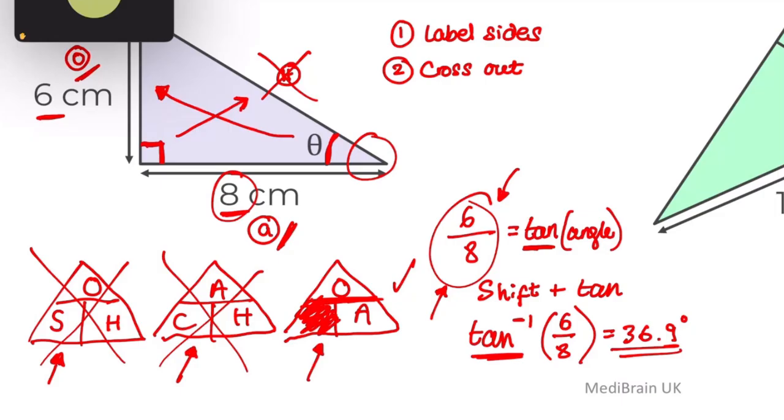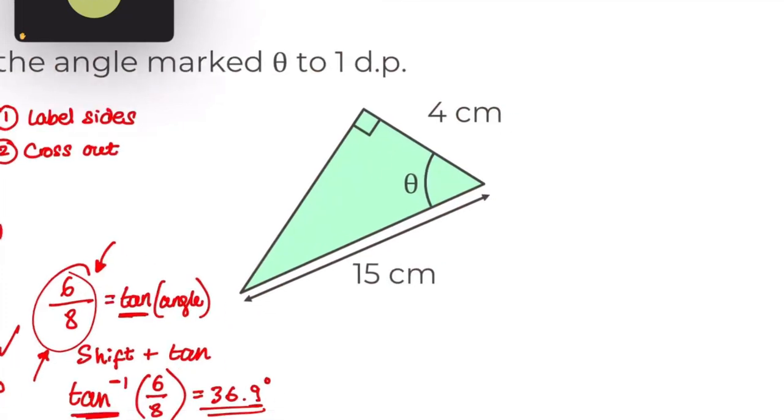Okay, if we have a look at this one, and then I'll go straight on to an exam question for you guys to have a go at before we end off. We've got a right angle triangle. So step one is going to be label sides. We've got the right angle, which is over here. The side opposite it is going to be the hypotenuse.